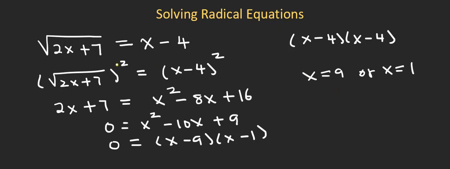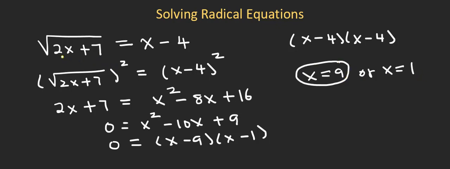So let's plug in 9. You get 9 times 2 is 18. 18 plus 7 is 25. Radical 25 is 5. And what's 9 minus 4? That's 5. So 5 is equal to 5. So x equals 9 works.